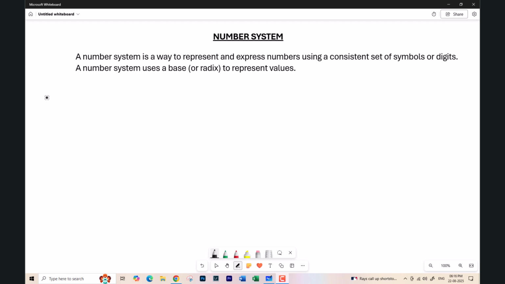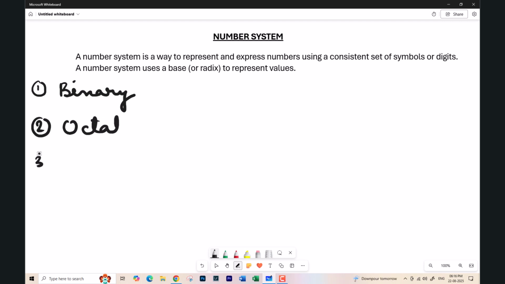Now there are four types of number system. Number one is binary number system. Number two is octal number system. Number three is decimal number system, and number four is hexadecimal number system.